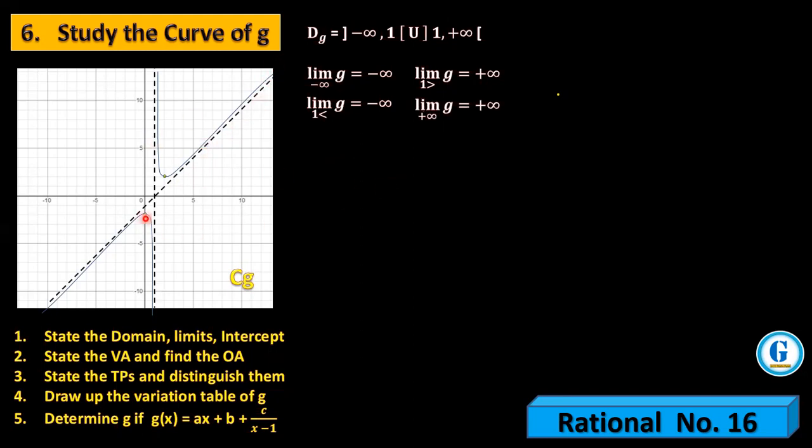Now the intercepts, do we have an intercept here? I have an intercept here. This point is both a turning point and an intercept. Here, x is 0 and y is negative 2, as you can see.